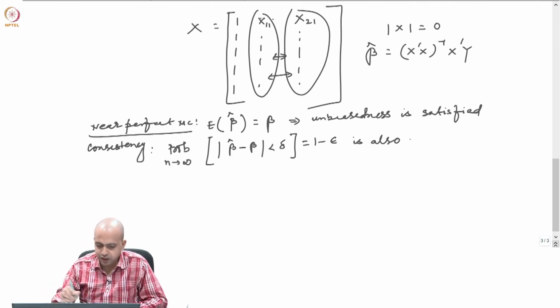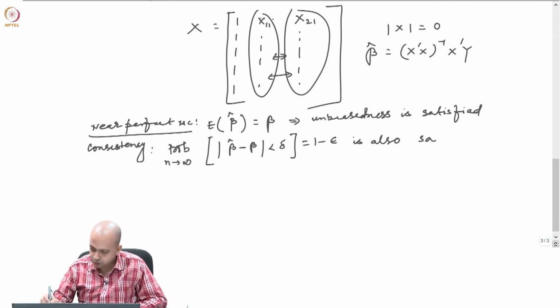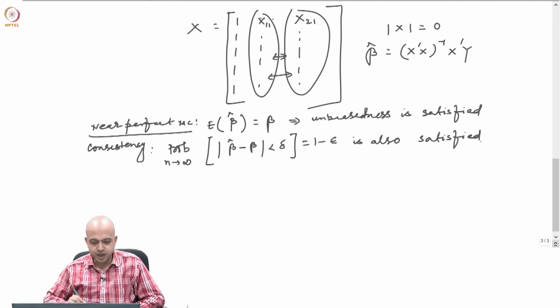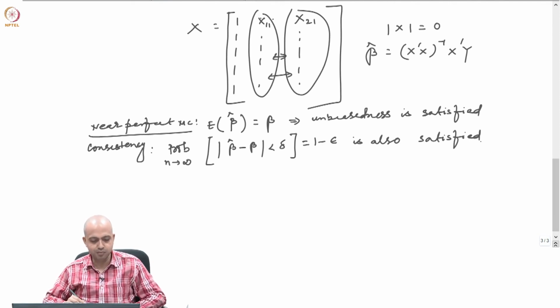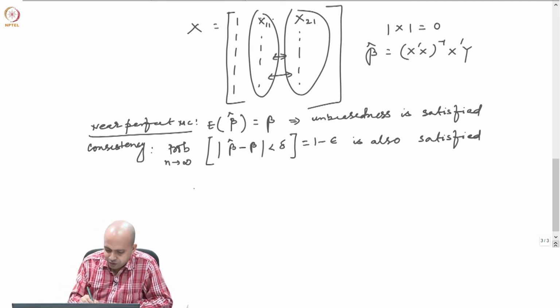Consistency property is also satisfied. Okay. So, even if there is multicollinearity or near perfect multicollinearity, you will still have an unbiased estimate, you will still have beta hat which will show the consistency property. But the problem that will happen is the variance of this. What will happen to the variance of beta hat?